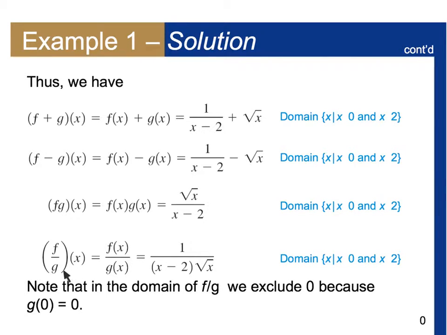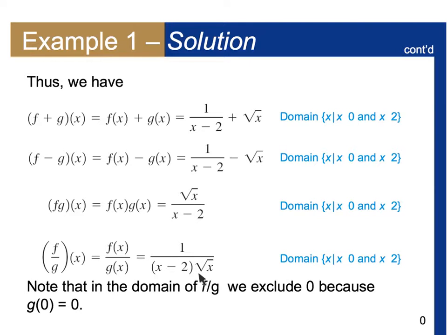And then finally f over g of x, which is f of x divided by g of x, which is 1 over x minus 2 divided by square root of x, which is 1 over x minus 2 times square root of x in the denominator. So we have to exclude 0 because g of 0 can't be 0 in our denominator.